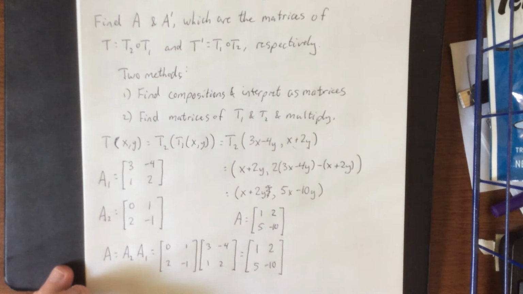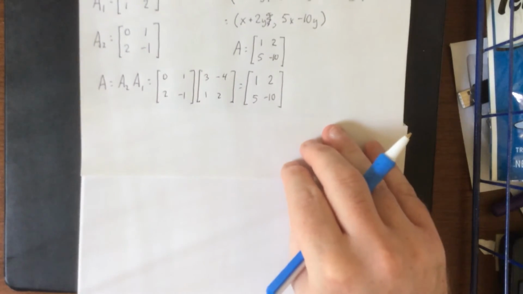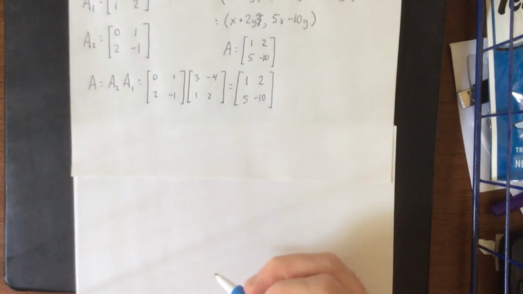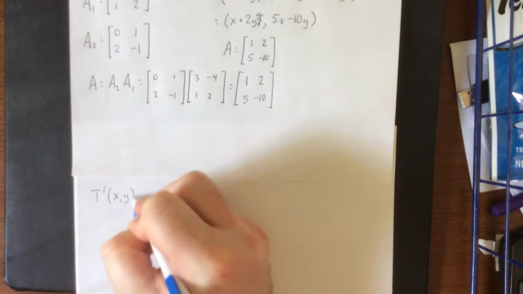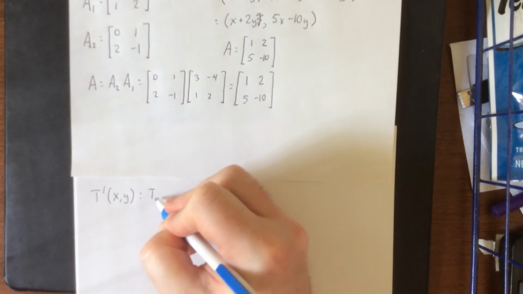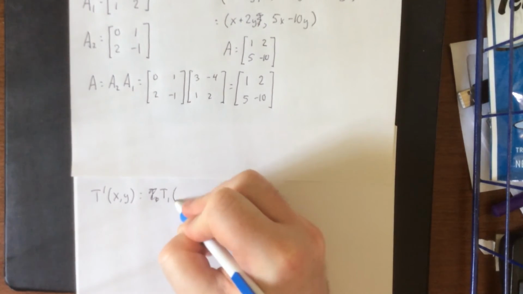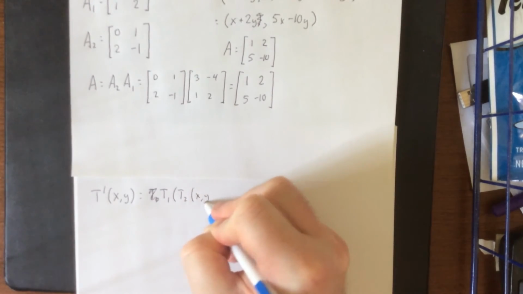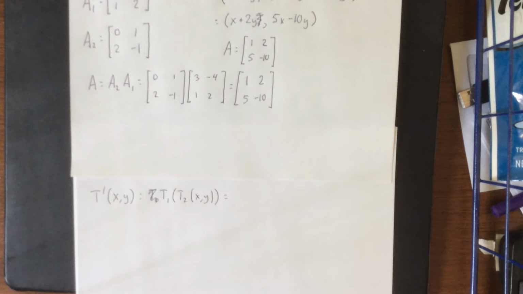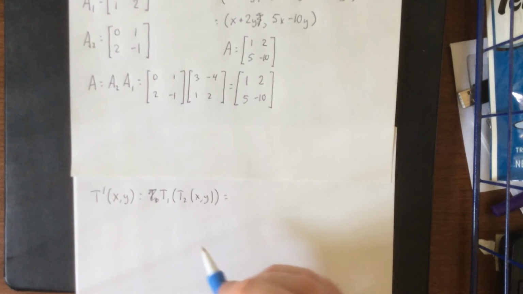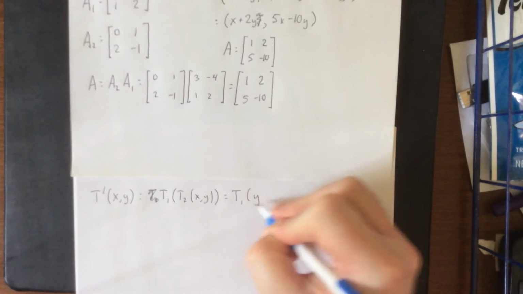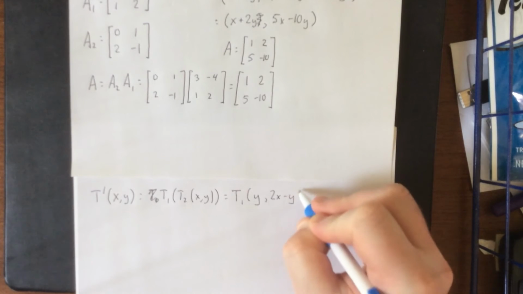Now, I don't want to have us stop there because I want to have us find T prime as well. So let's do this. I want to keep some of this information on camera as we're recopying. So for T prime of a nice generic looking vector, this is supposed to be T1 on T2 of (x, y). And here we want to do the exact same thing as what we just did. So T2 of (x, y), that was y and then 2x minus y.